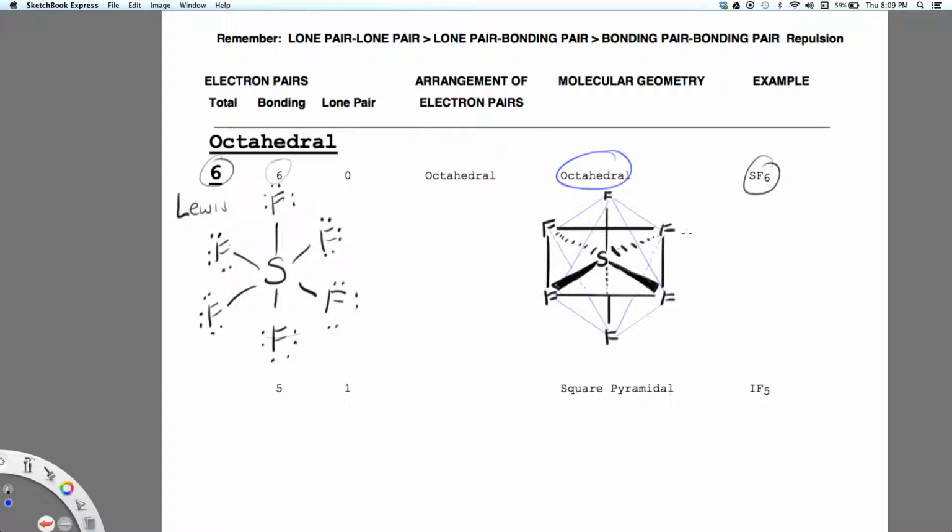And then all of our angles are going to be 90 degrees. They're all the same. They're all 90. So this is our valence shell electron pair repulsion theory model, the octahedral with 6 groups.